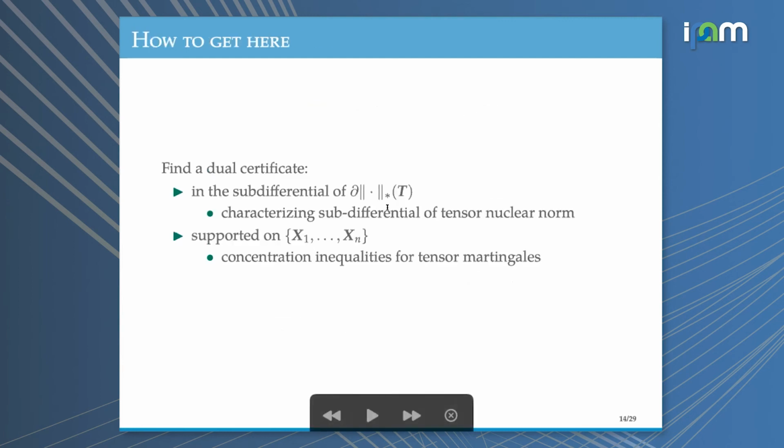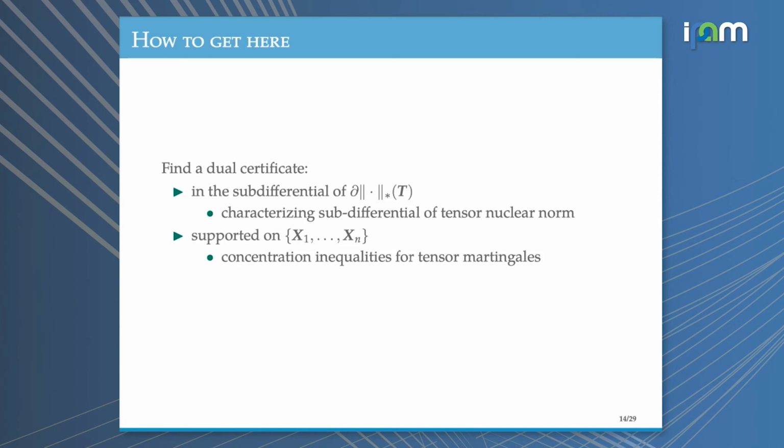The first one is how do we characterize the sub-differential for the nuclear norm? In the matrix case, this relies heavily on singular value decomposition for matrices. For tensors, we are shooting for something a little bit more complicated. The main reason is we don't have a closed form, like in the matrix case for the nuclear norm. But nonetheless, we come up with a sufficient condition for the sub-differential of the tensor nuclear norm.